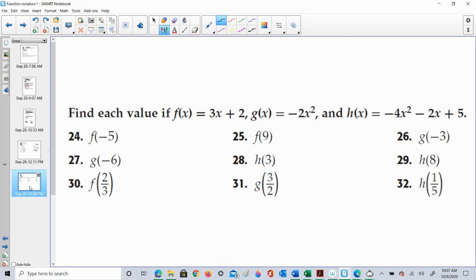All right, so find each value if f of x equals 3x plus 2, g of x is negative 2x squared, and h of x is equal to negative 4x squared minus 2x plus 5.